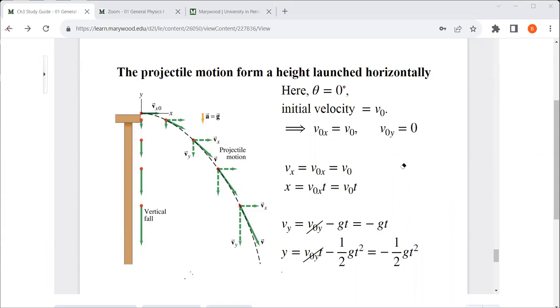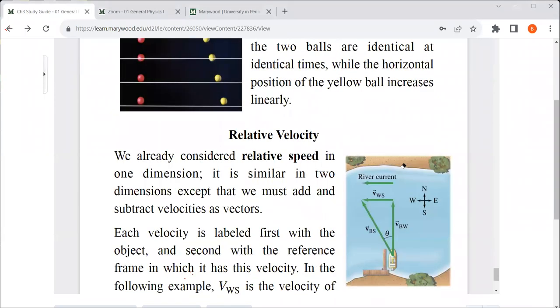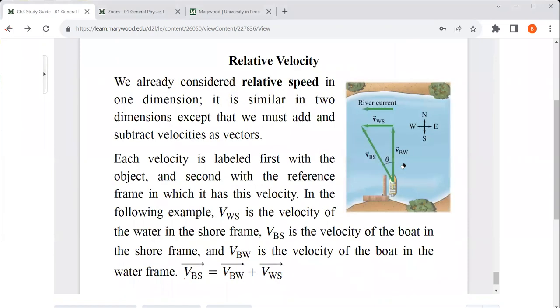All right. The last thing is the relative velocity. Although here I'm going to talk a little bit about the relative velocity, it will be better to understand the relative velocity when we solve some problems. So relative velocity, so far we did not much care about the relative velocity.